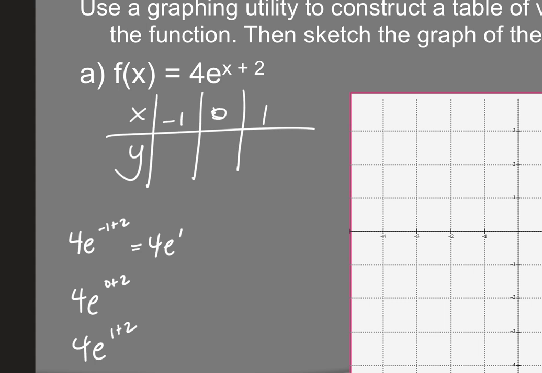What if you wanted to see the graph of it? What would you do? Good. Go to the y equals and enter 4e to the x plus 2. And you can hit graph and it will give you the general shape of it.